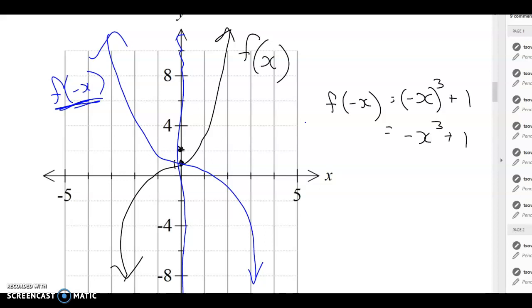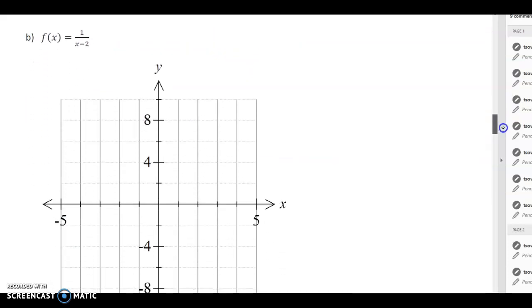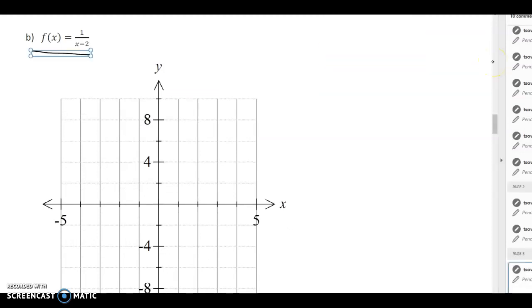Alrighty, let's look at the next example. Here we go. So f of x equals 1 over x minus 2. So what function is that? Well, that one is a hyperbola. And what's notable about this hyperbola is that it's got an asymptote at 2, so you can't have an x value of 2.